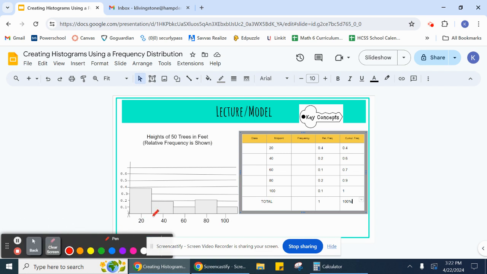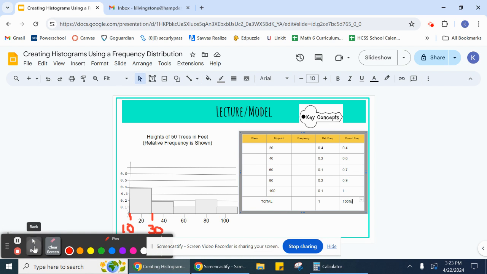So this line here, these are our midpoints. We know the class width is 20 because there's a distance of 20 between our midpoints. We need to find this value here, which is halfway between 20 and 40, which is 30. Then we need to get this value. If the class width is 20, that means that this is going to be 10.